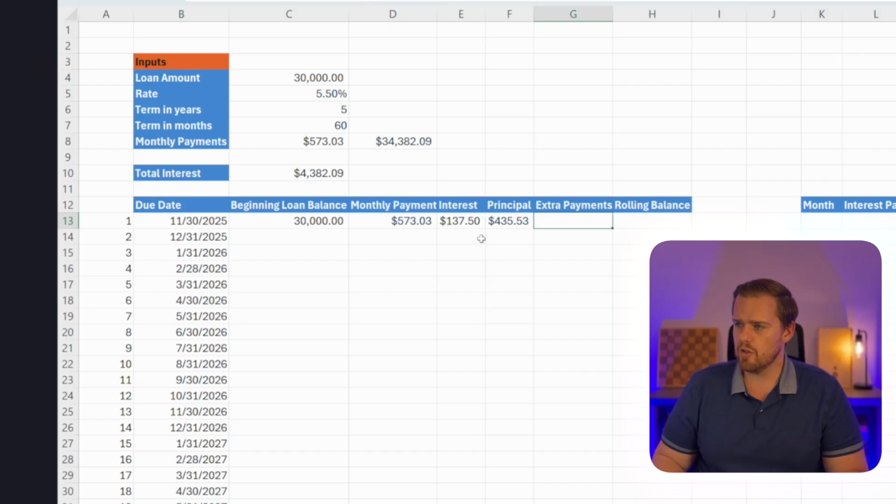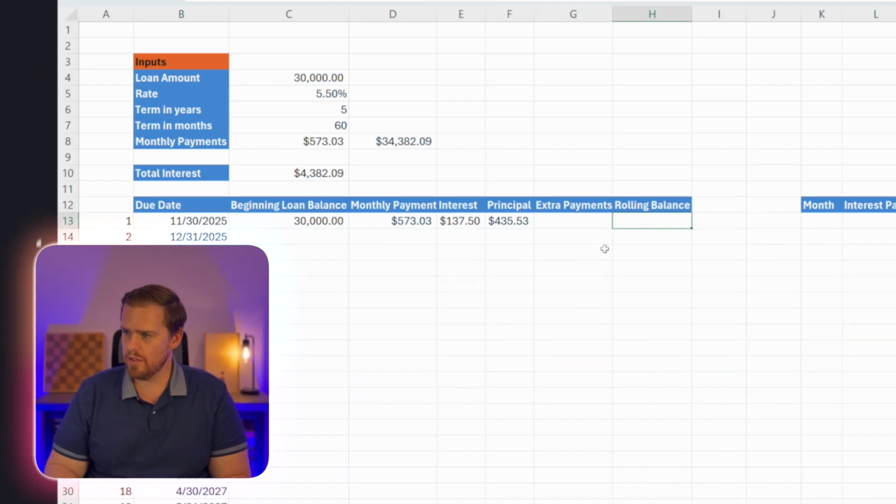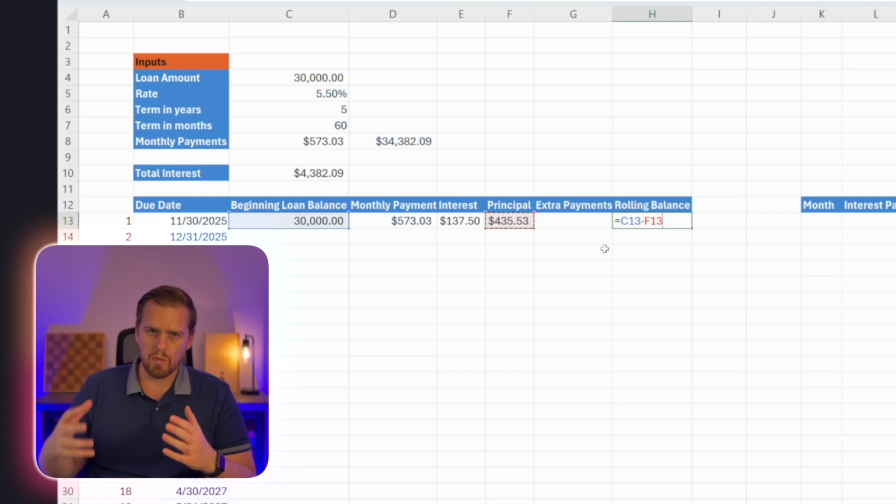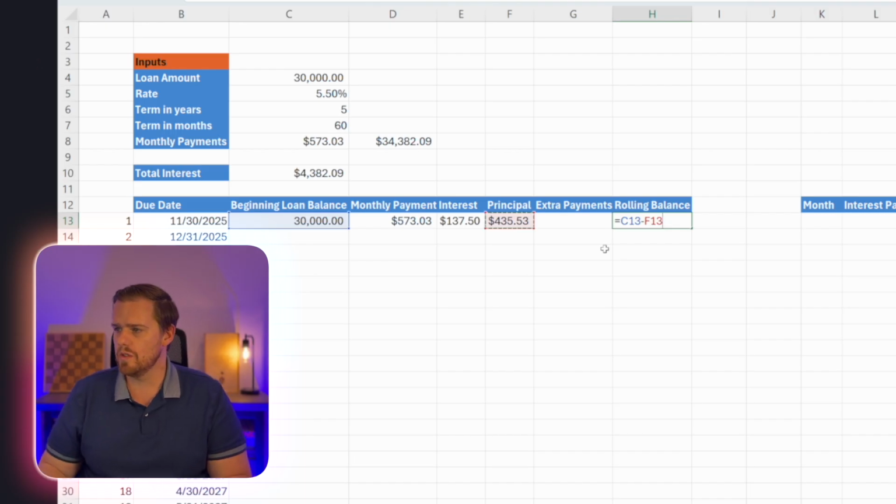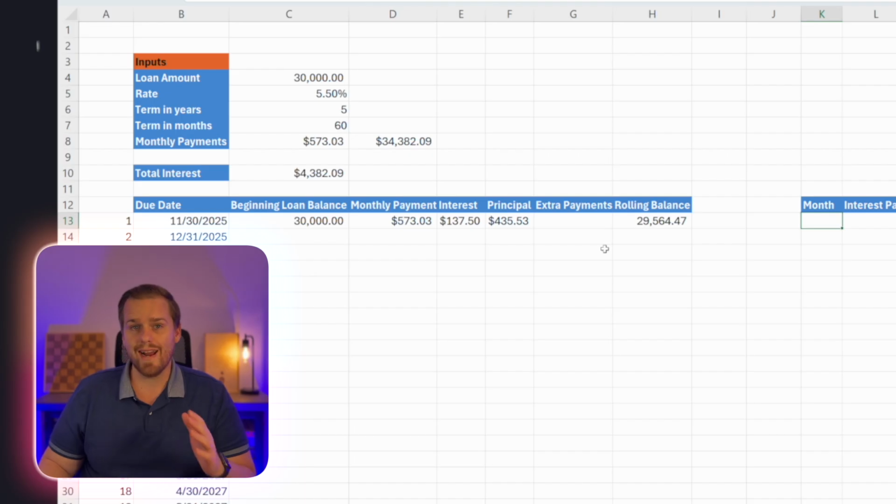We're going to leave the extra payments blank as of right now. All right, our rolling balance is going to be our beginning loan balance minus our principal payment. Remember, interest doesn't go towards our principal. That is just a charge that we pay to the bank. And then we are also going to subtract any extra payments that we make as well. And so over here, we're going to track all of that.